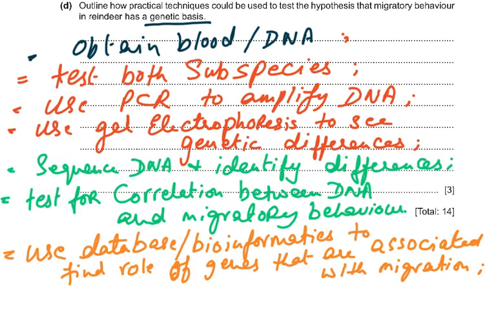Now just going through the wording of it: obtain blood or obtain DNA, test both the subspecies, use PCR to amplify the DNA, use gel electrophoresis to see the genetic differences, sequence the DNA and identify the differences, test for a correlation between the DNA and the migratory behavior. Is there some correlation? Do the migratory birds have some DNA which is common to all of them? And then you use the database and bioinformatics to figure out which genes are being expressed here. What are the alleles? Are there different alleles that we thought would only be present in the migratory and not present in the non-migratory ones?